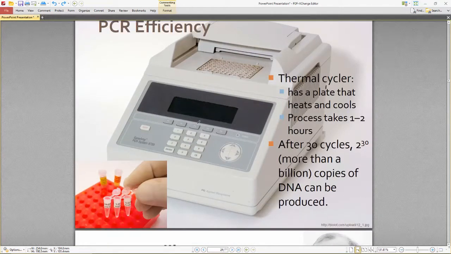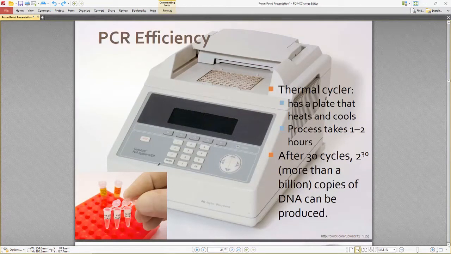So today we use a machine like this, where you put all the materials that you need into little plastic containers. And then we put these containers into here and they're thermal cycled.